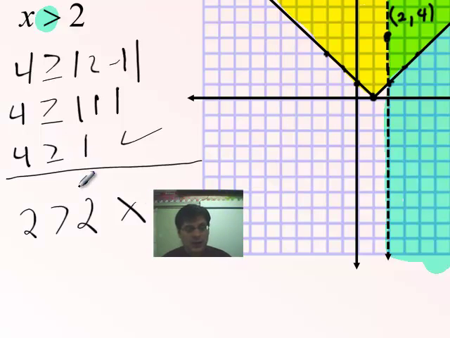Now, had this been a greater than or equal to, then we would have drawn a solid line, and then we'd have said, oh, okay, well, yeah, that's a solution. So that's why we use a dashed line versus a solid line for those points that are on the line itself. Anyway, that concludes graphing systems of inequalities, and I'll see you in the next video.